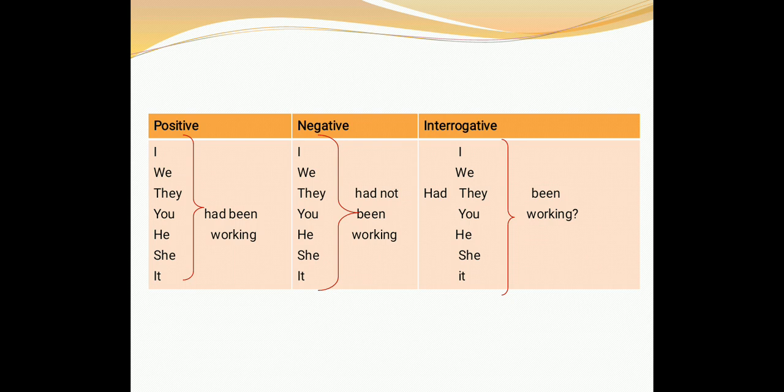Now it's time to ask the question form. So what to do in the question form? You simply alter the order. I mean, keep had at the front. Then subject follows helping verb had. Okay, let's see examples. Had I been working? Had we been working? Had they been working? Had you been working? Had he been working? Had she been working? Had it been working?